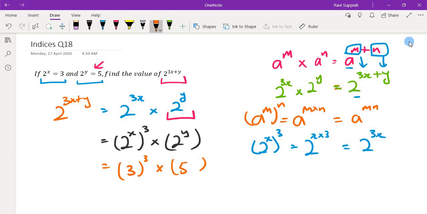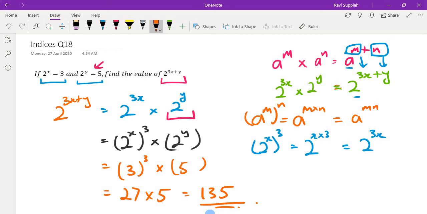Okay, now what we have is 3 cubed multiplied by 5, and 3 cubed is 27, multiplied by 5, and that gives us a value of 135. Okay, so that is the final answer for this question here.